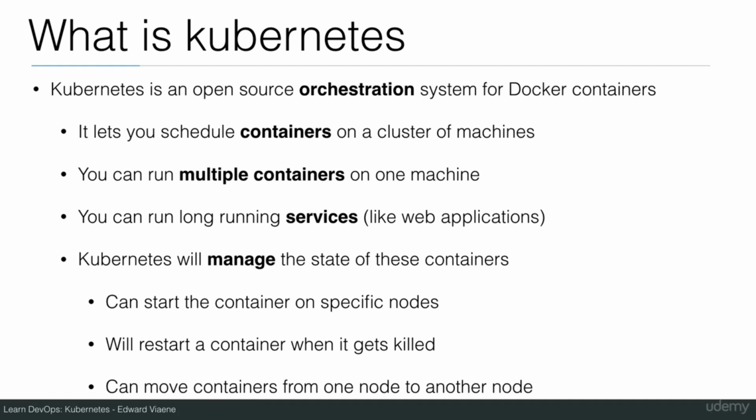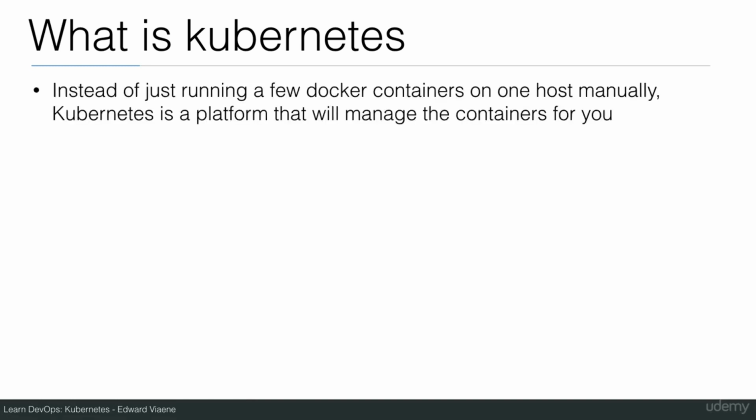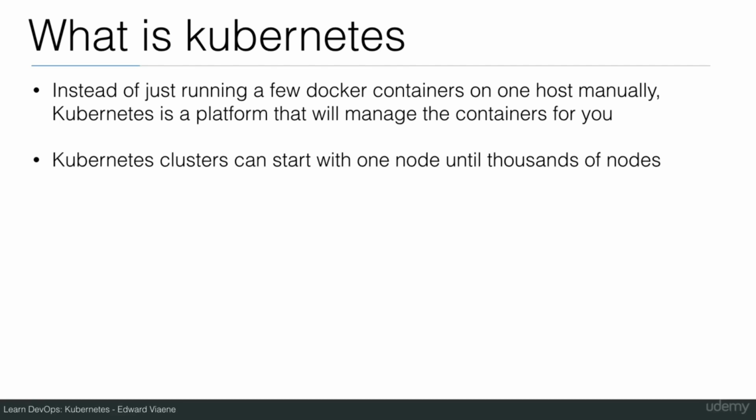For instance, if you're going to do maintenance on one node, Kubernetes can take all the containers from one node and move them to the other nodes. Instead of just running a few Docker containers on one host manually, because that's what you would do if you wouldn't have Kubernetes, Kubernetes is a platform that will manage the containers for you. Kubernetes clusters can start with one node and can go up to thousands of nodes.